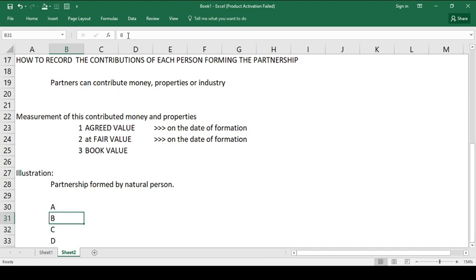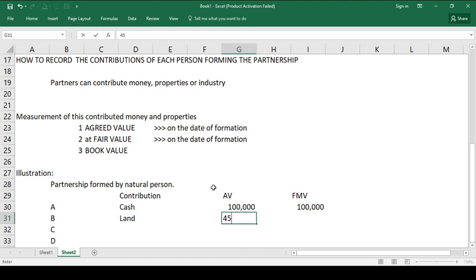The contribution of A to the partnership is cash. The cash agreed value is 100,000 pesos, and its fair market value is the same as the agreed value. Based sa kanilang agreement, B agreed to contribute the land. The land is amounting to 450,000, that is the agreed value, and the fair market value of the land is 500,000 pesos.